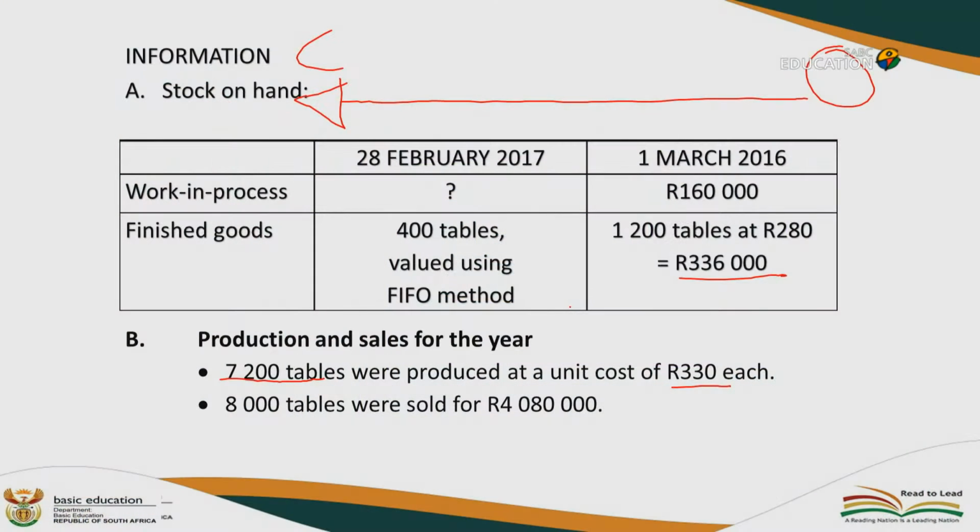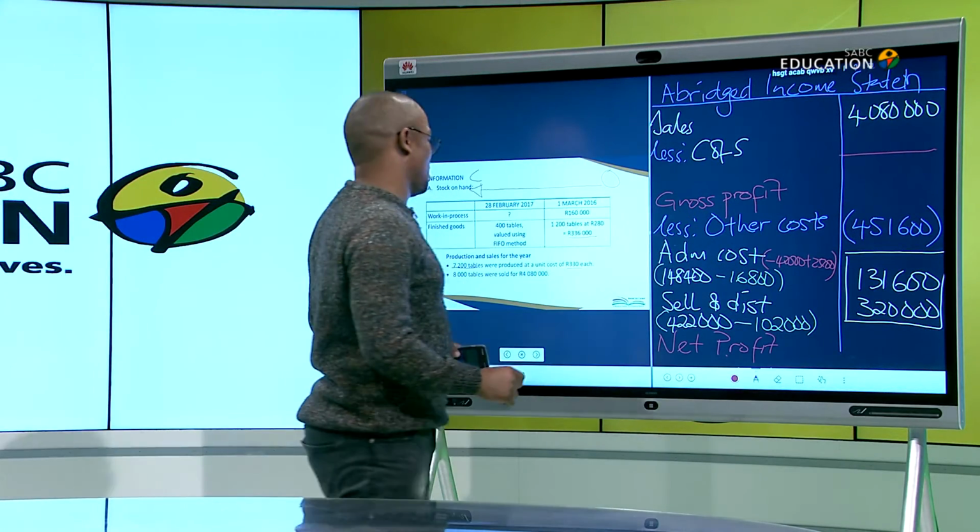Let's check then. They said in information B, we sold 8,000 tables. How much did we receive? 4,080,000. Meaning when you go to your abridged income statement, your sales will be 4,080,000 rand. Are you still with me, my dear learners? Okay, let's check then. It means now we are left with our cost of sale.